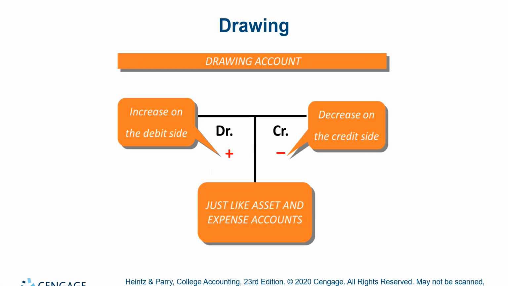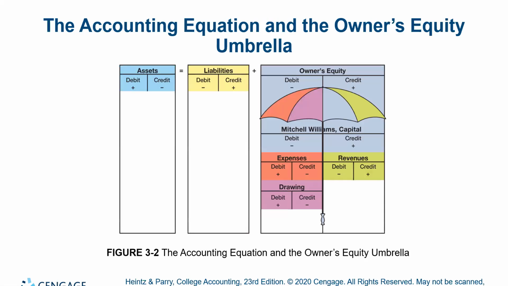And then we have this outlier called drawing. This is an account we're not going to be using much after the first 5 or 6 weeks of the class. Well, that's the whole class, isn't it? The drawing account has a debit balance. It's part of capital, but capital has a normal credit balance. This account is used to reduce capital. It's called a contra equity account. It has the opposite sign. So drawings has a debit balance. And those are your rules. Those are the six things we need to understand.